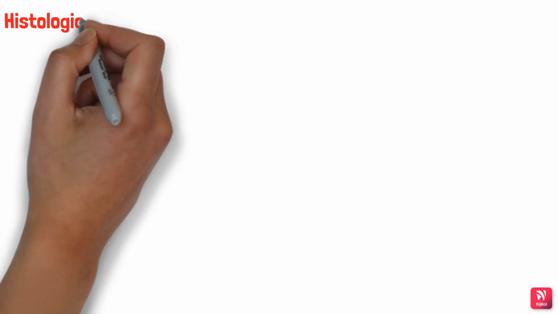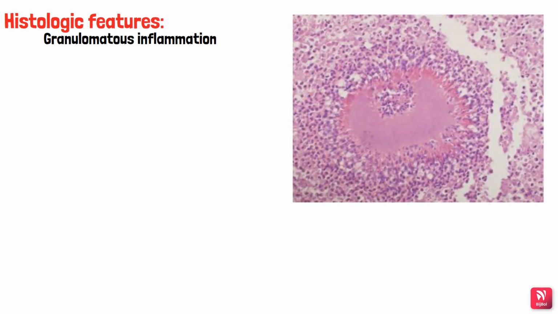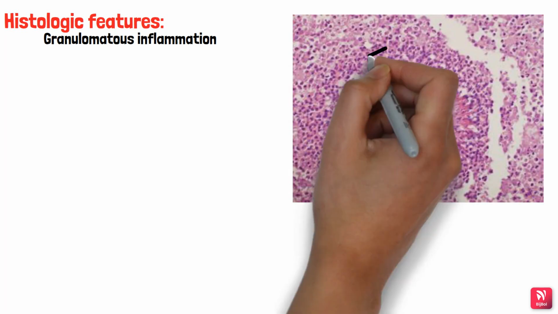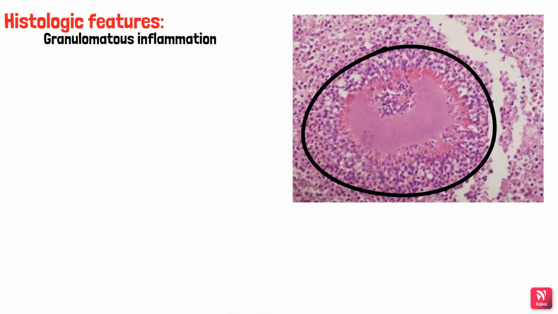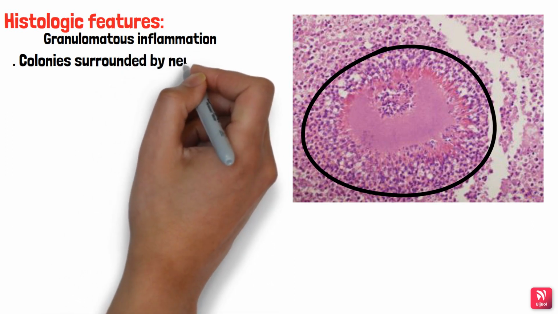Now let's see the histologic features. If we take a biopsy of the lesion and see it under the microscope, it will appear like a granulomatous inflammation, wherein there will be central abscess formation with colonies of microorganisms. As you can see in this picture, that is one colony of microorganisms with surrounding inflammatory cells. Here the inflammatory cells will be neutrophils, and each individual colony will appear round or lobulated.